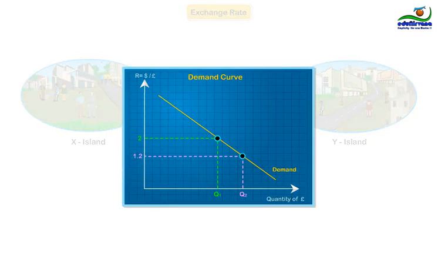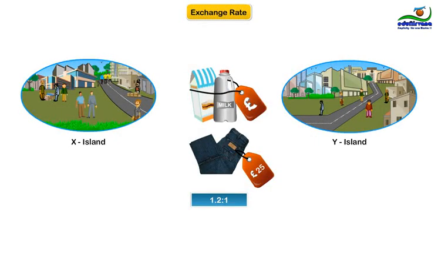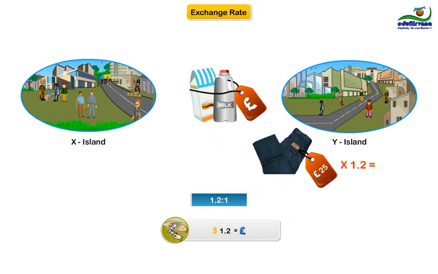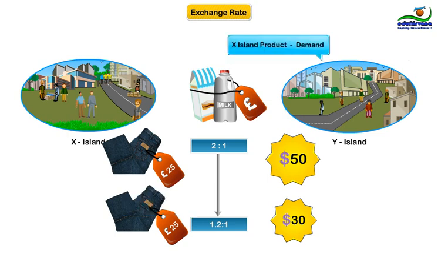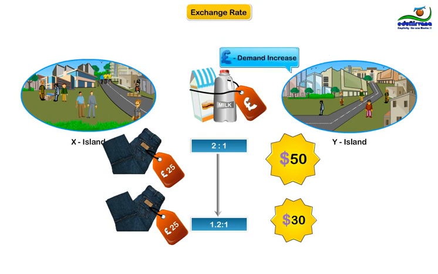Now, suppose exchange rate depreciates to 1.2:1, that is, $1.2 is equal to 1 pound. In this scenario, Y island people have to spend only $30 to buy jeans worth 25 pounds. So, because of depreciation in the value of pound, the demand for X island product increases in Y island, which finally results in more demand for its currency.